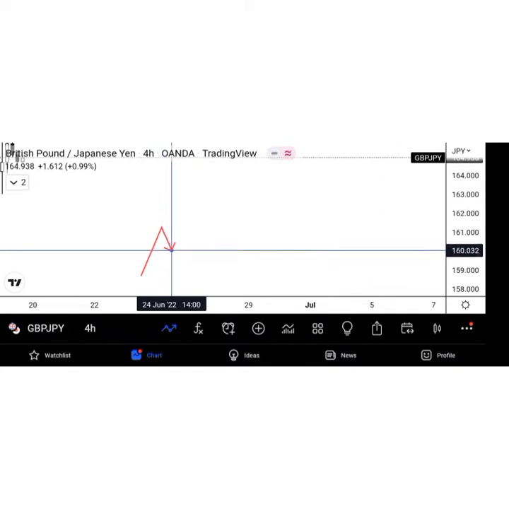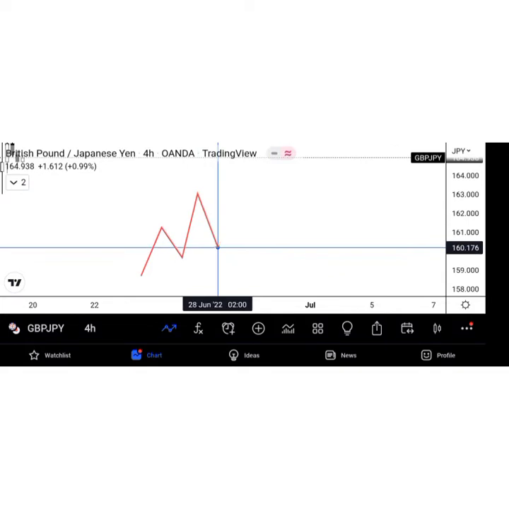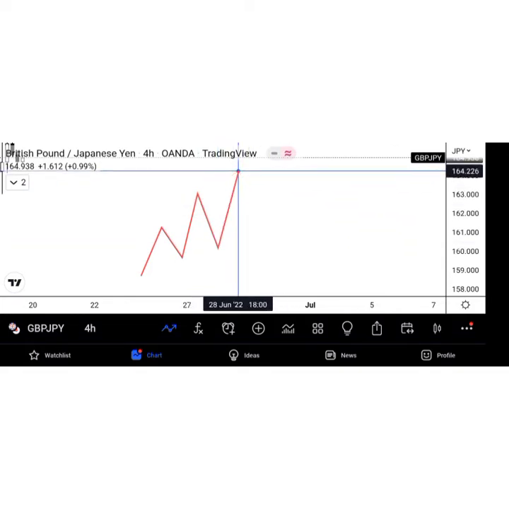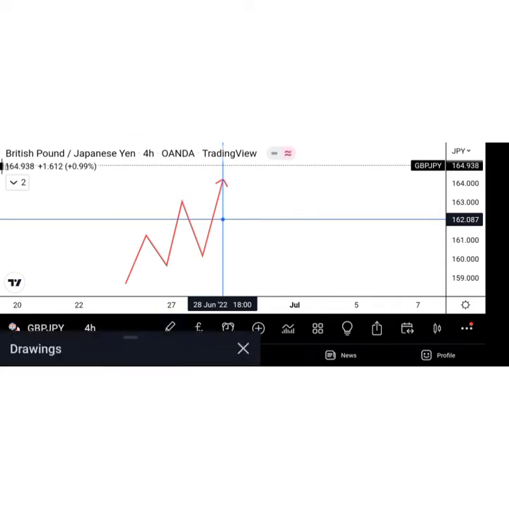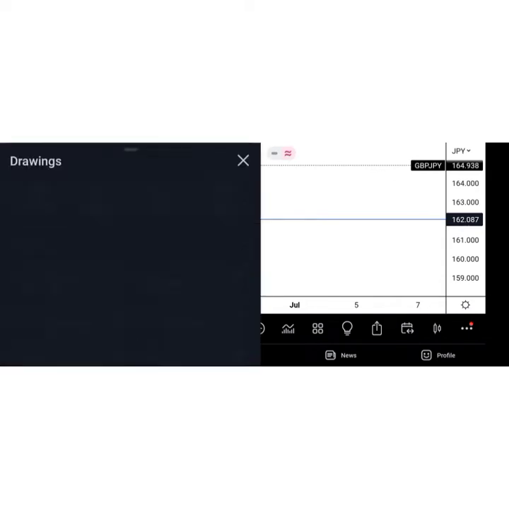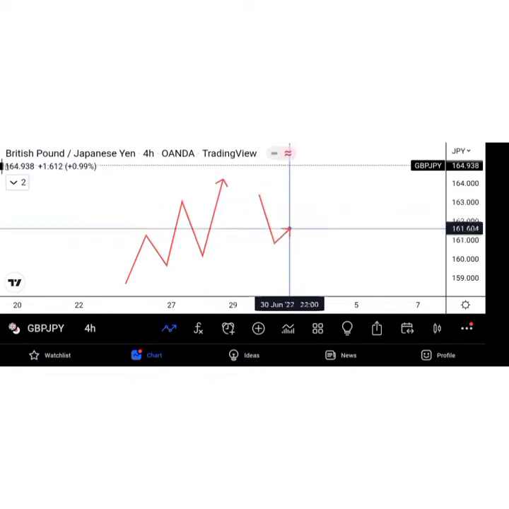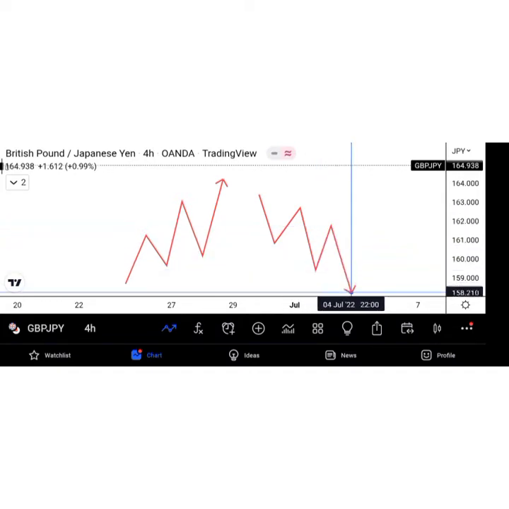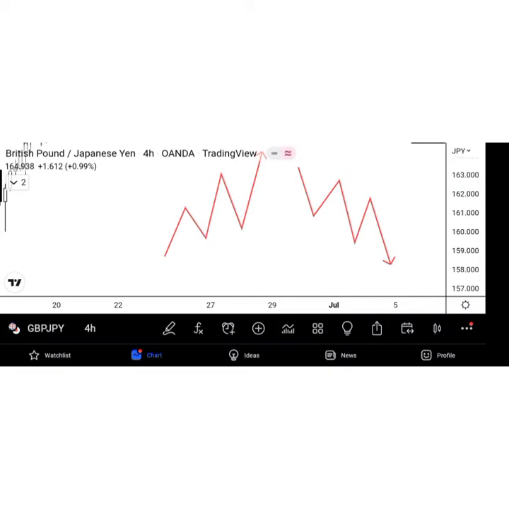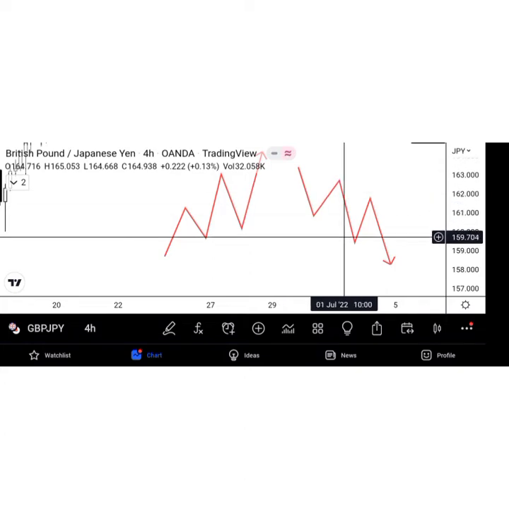A higher high, a higher low, a higher high, a higher low during a bullish trend. While during a bearish trend, we are expecting to see what? A lower low, a lower high, a lower low, a lower high, a lower low. During a bearish trend, we are expecting to see a lower high, lower low, lower high, lower low.